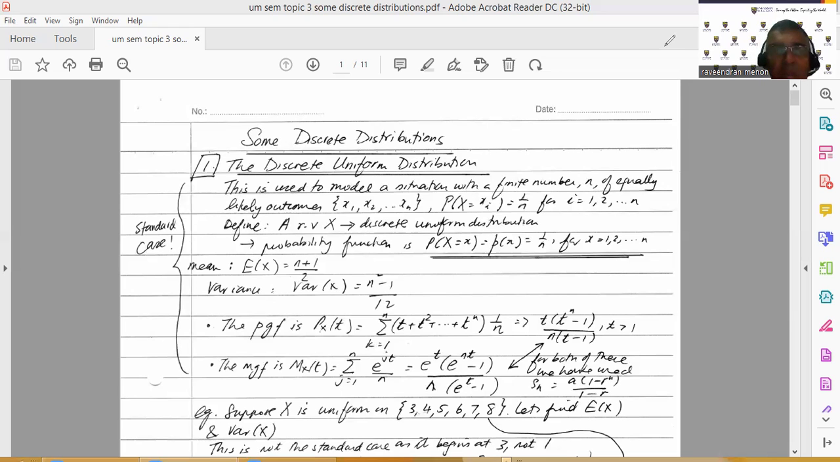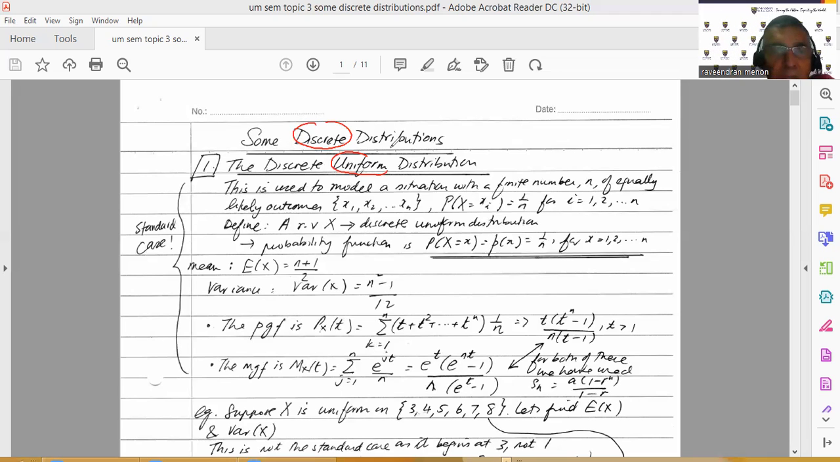We will start with the uniform distribution, okay? So we are looking at some discrete distributions. We will start with the discrete uniform distribution. We will also have a continuous version of this distribution. Let's now talk about the discrete version.